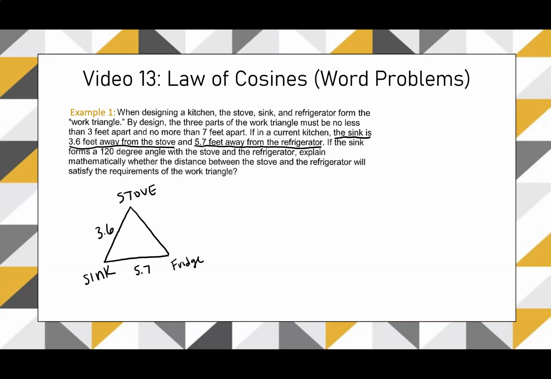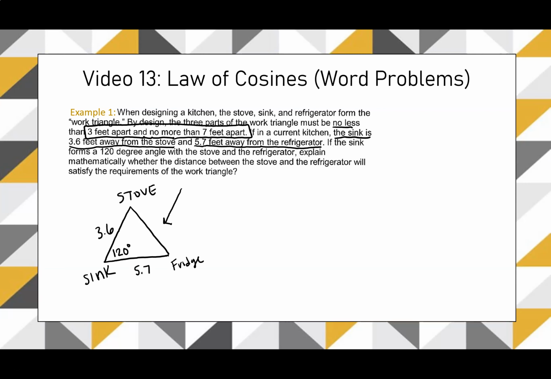If the sink forms a 120-degree angle with the stove and the refrigerator, so that here would be, and this is really not to scale, sorry about that, but we've got a 120-degree angle between the sink forming with the stove and the fridge. We have to figure out whether mathematically we have a good work triangle here, meaning is this side right here gonna fit this criterion that it has to be no less than 3 feet apart and no more than 7 feet apart. Okay, so let's go ahead and solve for that side.